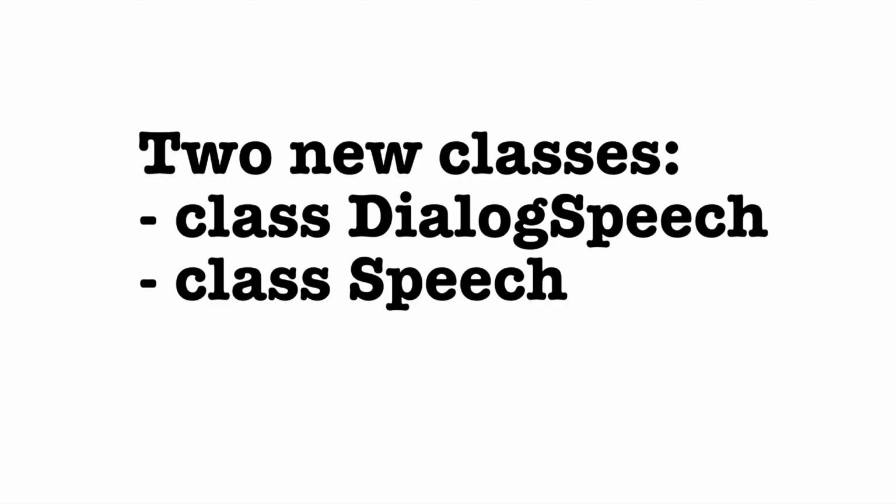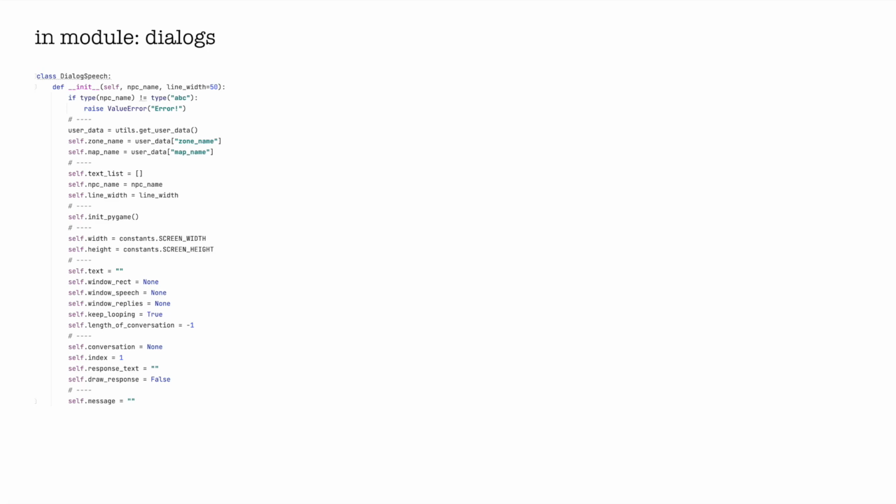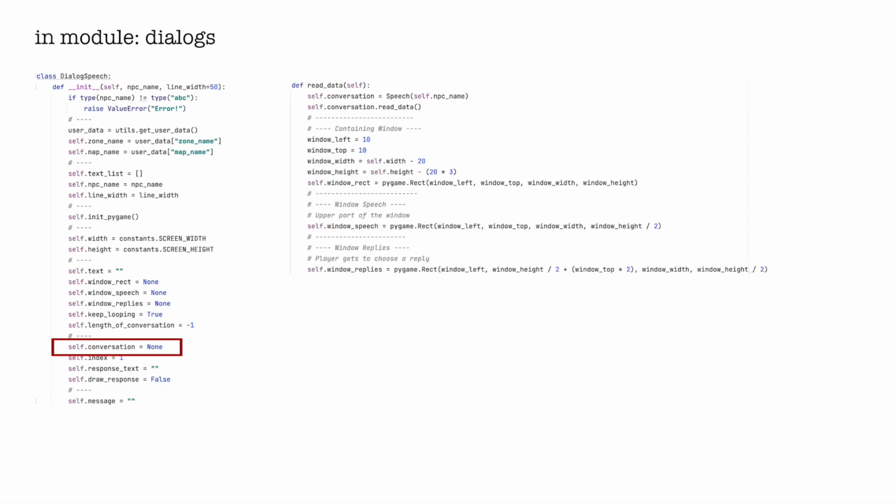Two new classes, Dialogue Speech and Speech. The Dialogue Speech class is all about displaying information, while class Speech is all about processing the information. Let's look at Dialogue Speech. The important field here is conversation, because we use it to hold the speech class. Here is the read data function in Dialogue Speech. The lines I want to look at are these.